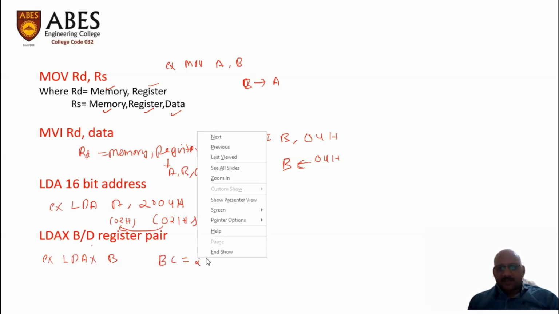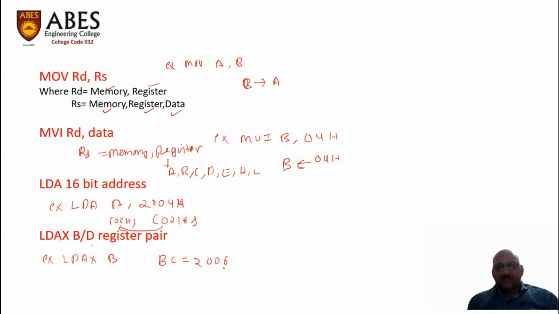We can take any address. For example, if I write 2006H, then this address has some value, for example 02H. This value will move to the accumulator. So the working is the same for both instructions, but in the first case the address is directly given, while in the second case the address is hidden and is in either the BC register pair or the DE register pair.